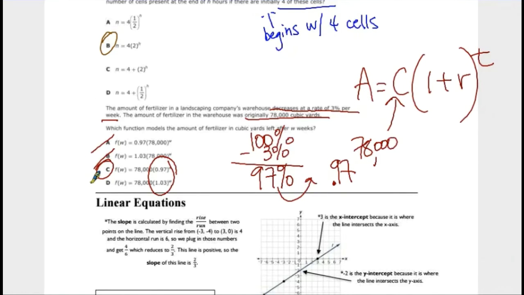Now, I'm curious, I want to know, why is D wrong? What did they do? How did they get 1.03? What do you guys think? So they got 1.03 from adding, by increasing by 3%. That is why that answer choice is incorrect.